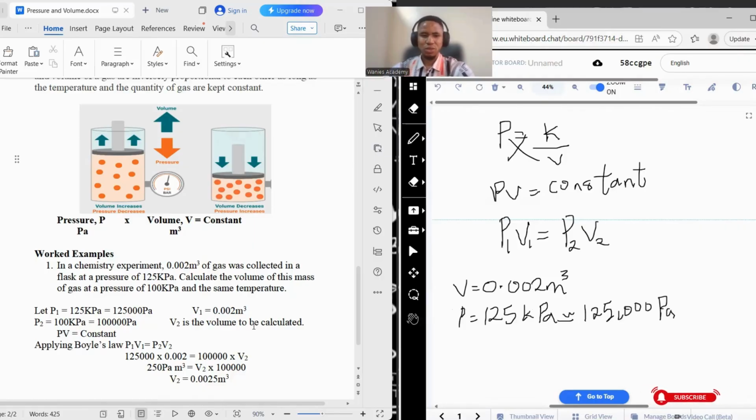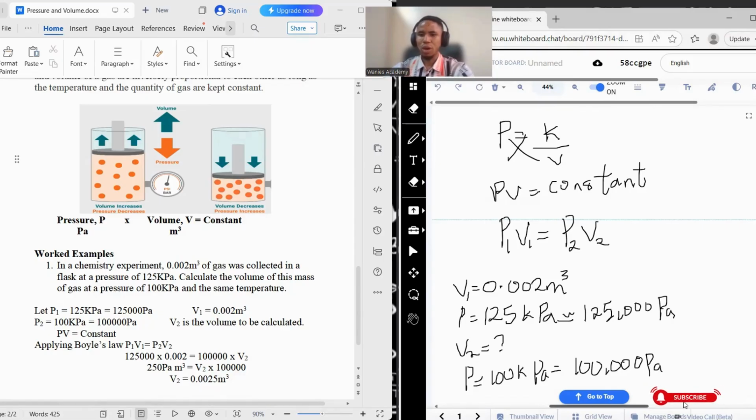But after that, the question says calculate the volume. That means we have gotten to the second scenario there. So V2, that's what we want to calculate. Calculate the volume of the gas at a pressure, that means the same gas has now got a pressure of 100 kilopascal, which is 100,000 Pascal.